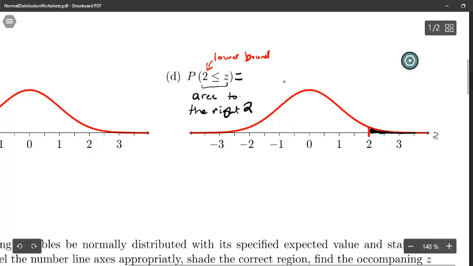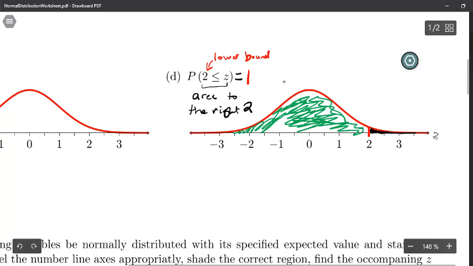Fortunately for us, we know 2 useful facts. We know that the total area underneath the curve, so the total area, is all this green area and all this black area added together. That total area is 100%. Everything together is 100%.